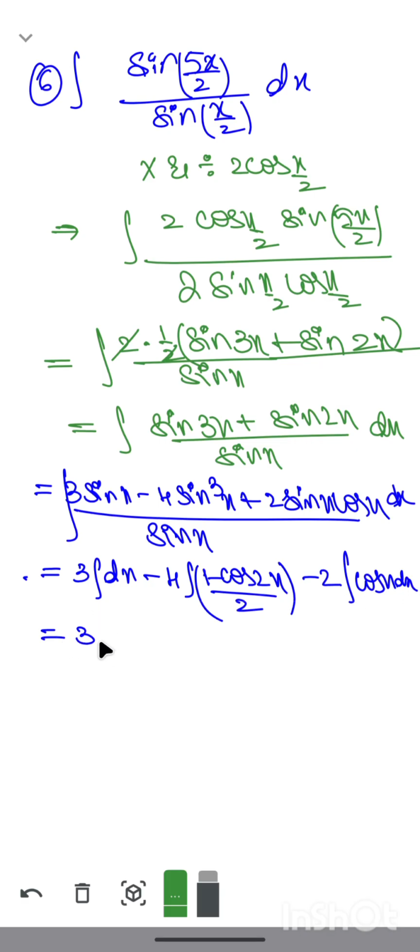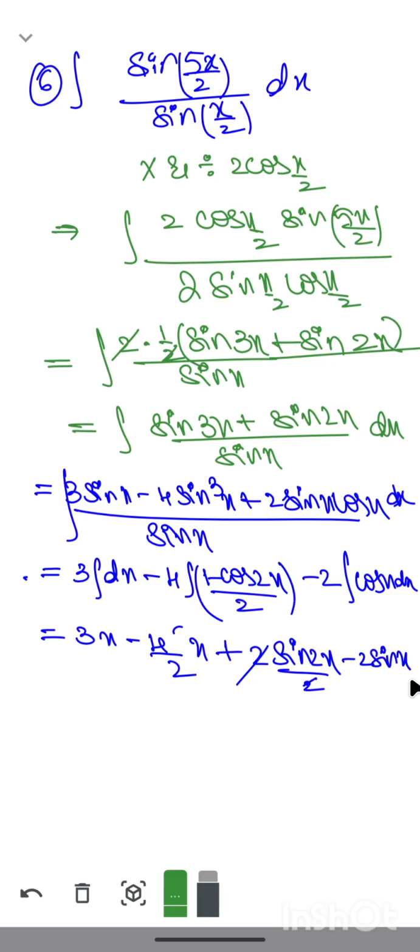3 is a constant. Integration of dx is x, minus 4 into, you can take 1 by 2 as a constant, so 4 into 1 by 2 will become 4 by 2. Minus into minus is plus. 4 by 2 is nothing but 2 into integration of cos 2x. Integration of cos 2x is sin 2x whole divided by 2, numerator 2 and denominator 2 cancel. Minus 2 into integration of cos x is sin x plus c.